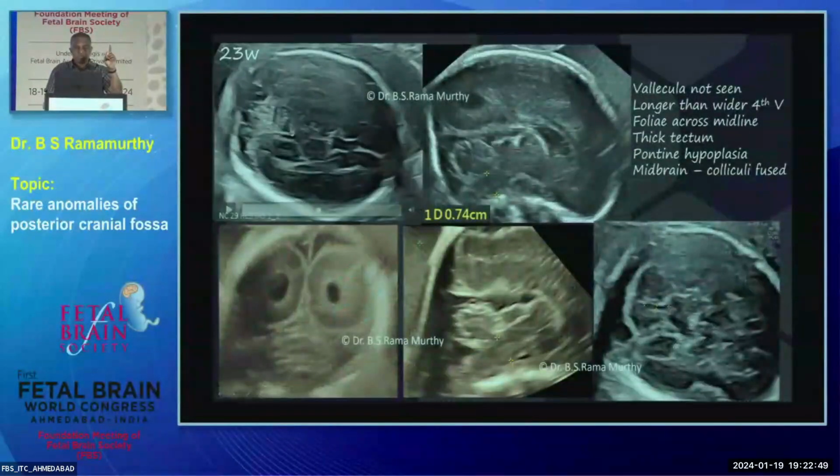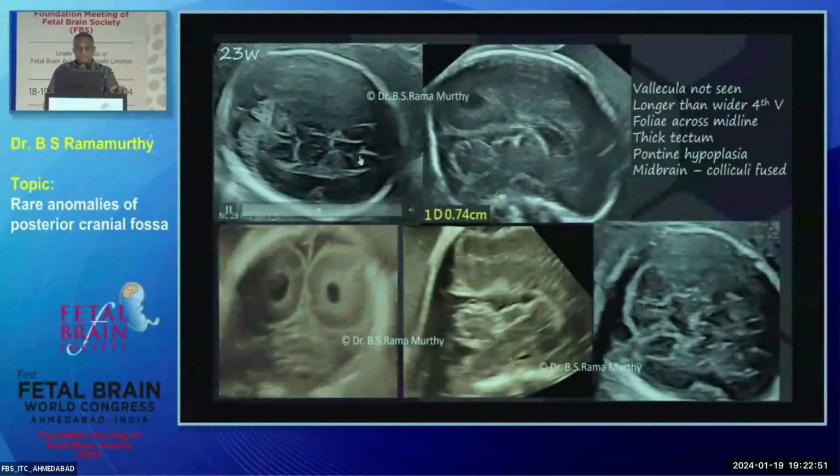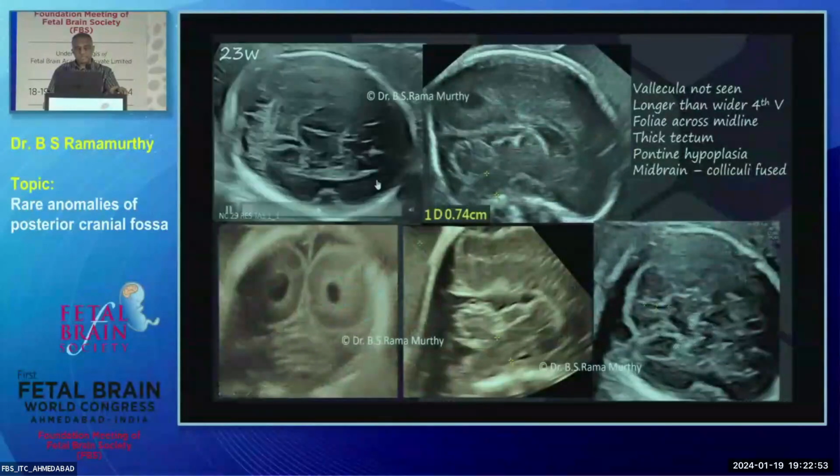Again, a rhombencephalosynapsis that you can see here, but in this particular case, in the midline, you have a thick tectum, you have a thin pons that you have here. The thick tectum is seen in the rendered image. The pons is thin. You have the folia going across the cerebellar hemispheres, and at an inferior plane, you have a long fourth ventricle that you can see here.